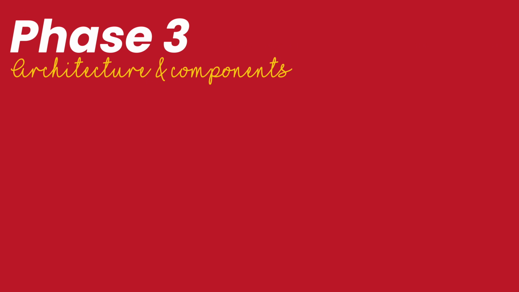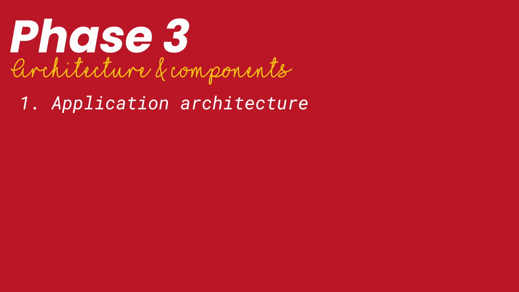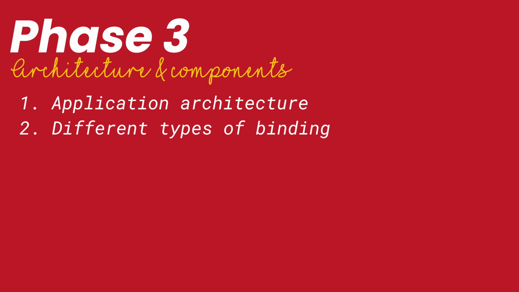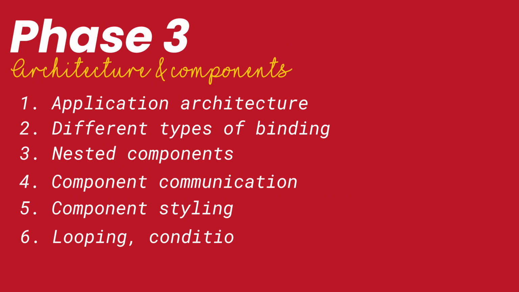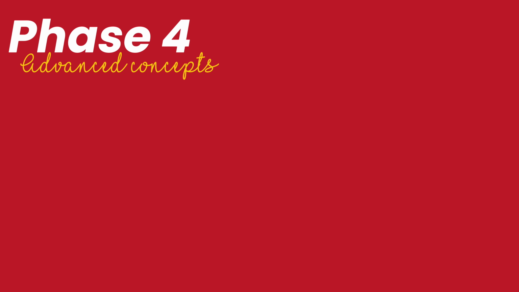Phase 3 is about architecture and components. This phase focuses on building robust application architecture. We will cover different types of binding, creating nested components, parent-child communications, component styling, looping over collections, conditional rendering, and more. Phase 4 is about advanced concepts.